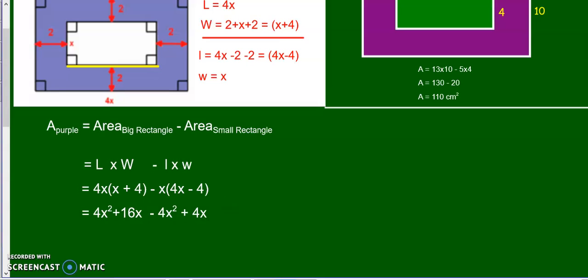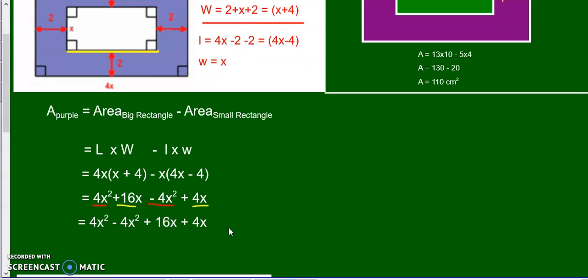Simplify, so I put the like terms together. Here I notice I have 4x squared minus 4x squared, and I have 16x and 4x. Those are like terms, so I can put them together. 4x squared minus 4x squared is 0, so these two cancel out. 16x plus 4x is 20x, and that's the answer. So that's the answer for this one.